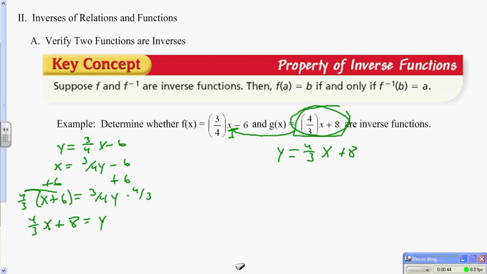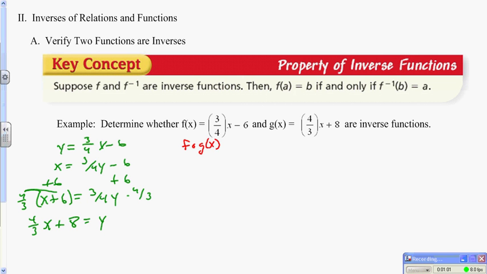Now, the second way is to take and do a composite function. In other words, if I do f composite g of x, that's equal to f of g of x, which is equal to f of, and since this is g of x, I'll plug that in, 4/3 x plus 8.